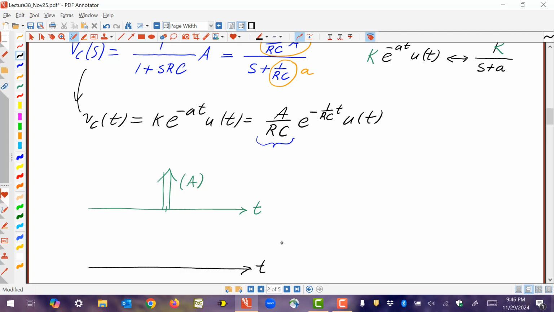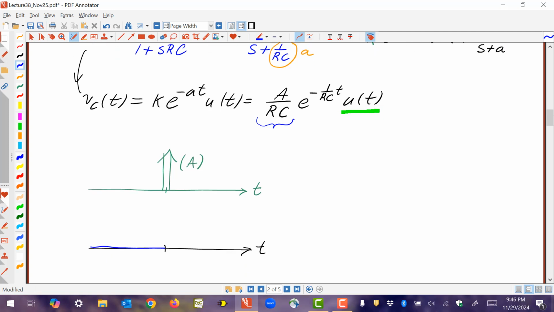So here's time. First of all, since we have u of t right here, it means that this function is 0 for t less than 0. So if this is my 0, I'm going to have 0 all the way up to here. So actually, the initial voltage, VC at 0 minus, is actually 0 volts as required. But once I have u of t, with t greater than 0, this function will jump. So VC will change instantaneously, and that value right there is A over RC. And then it'll just decay exponentially like this. Not a great picture, but gives you the point.